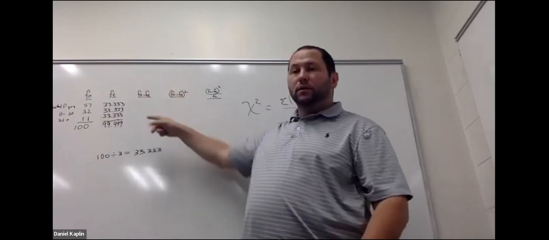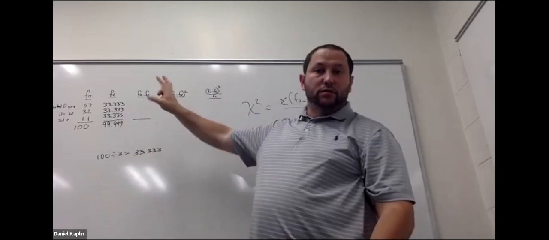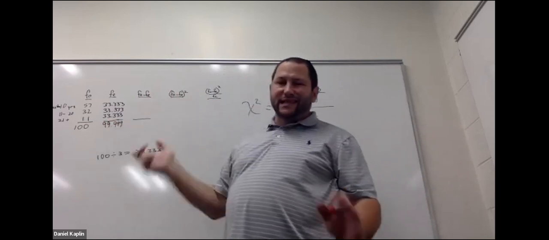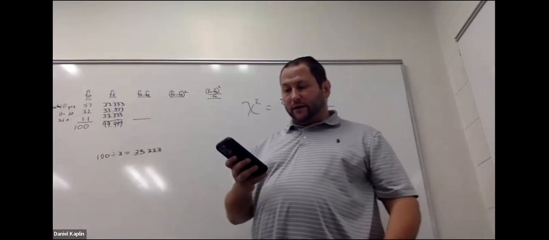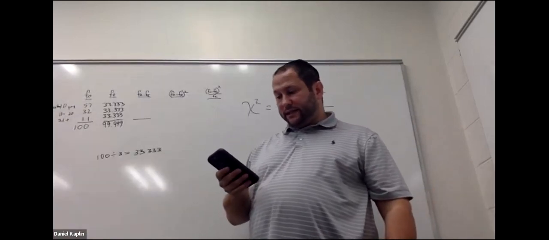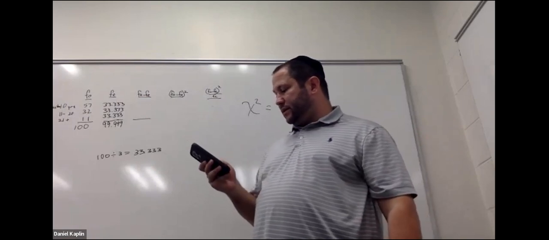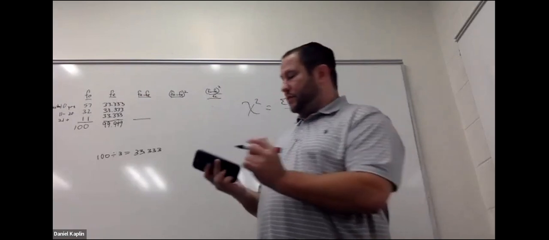Okay. So the next step is to get a difference score. In general, the difference score should be 0, right? But again, we're going to have that difference. It's not going to be exactly 0 because of the rounding errors. So what I'm going to do is I'm going to take my calculator and we're going to calculate this. So I'm going to do 57 minus 33.333.